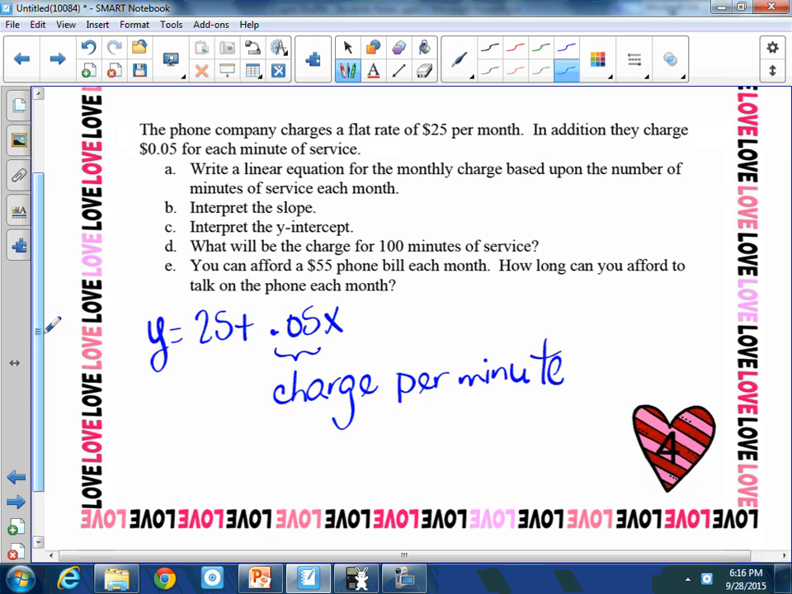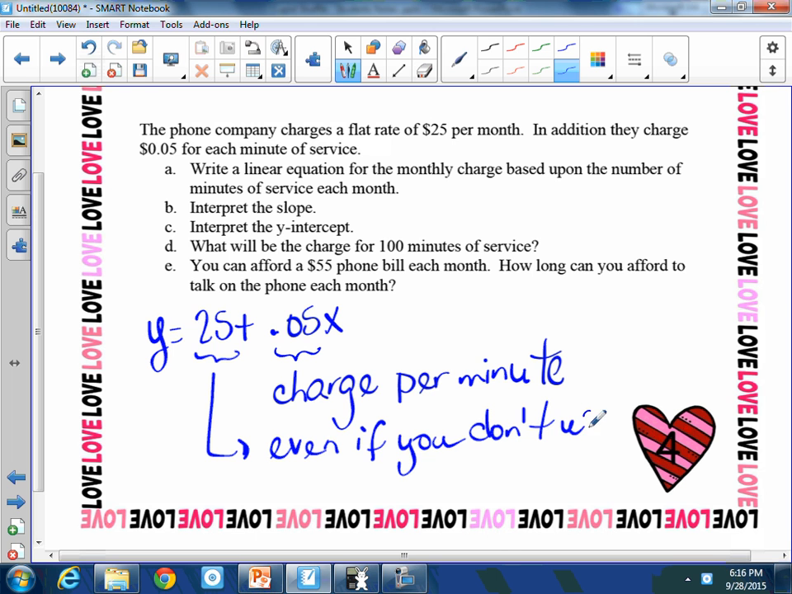All right. C, interpret the y-intercept. The y-intercept is 25. What does that mean? That even if you don't talk, even if you don't use the phone, there's still a $25 charge.